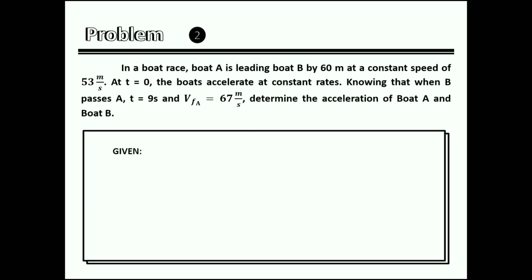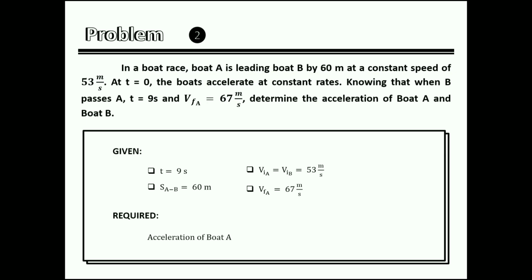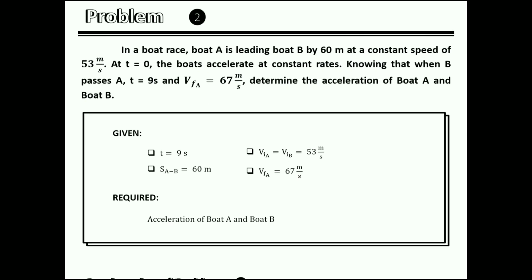The given values for this problem are time, which equals 9 seconds, and the distance from boat A to boat B, which is 60 meters. Boat A and boat B have the same initial velocity of 53 meters per second, and a final velocity of boat A of 67 meters per second. The values we're trying to find are the accelerations of boat A and boat B. The equations for this problem are v_f equals v_i plus a t, and s equals s of A to B plus v_i t plus 1/2 a t squared.